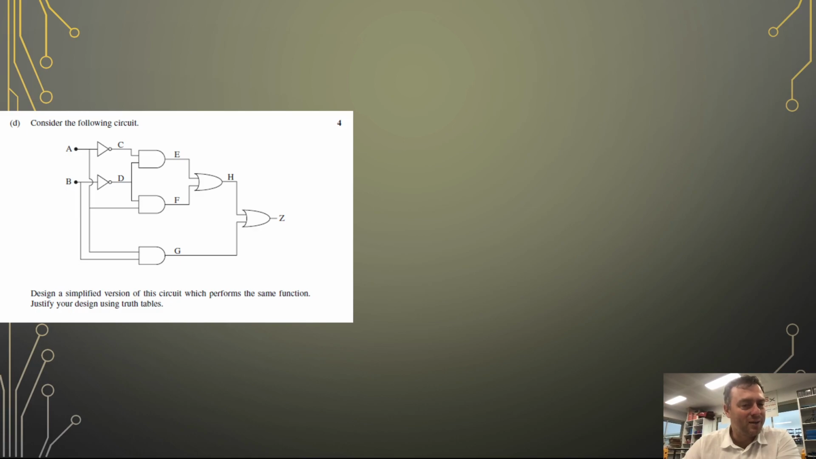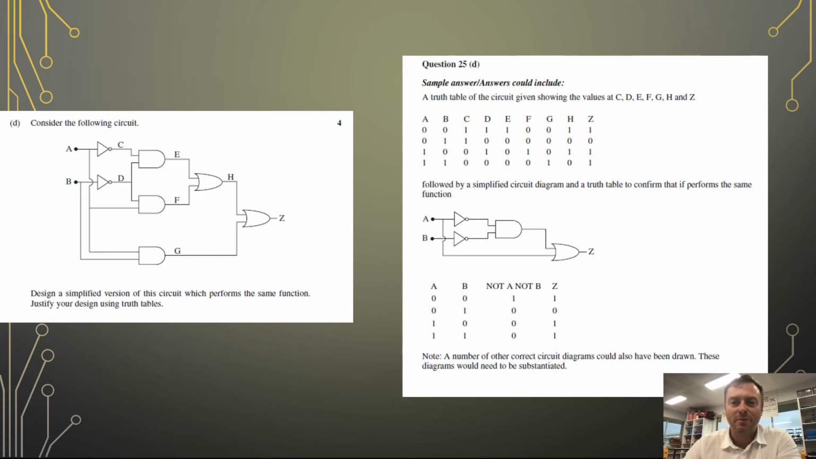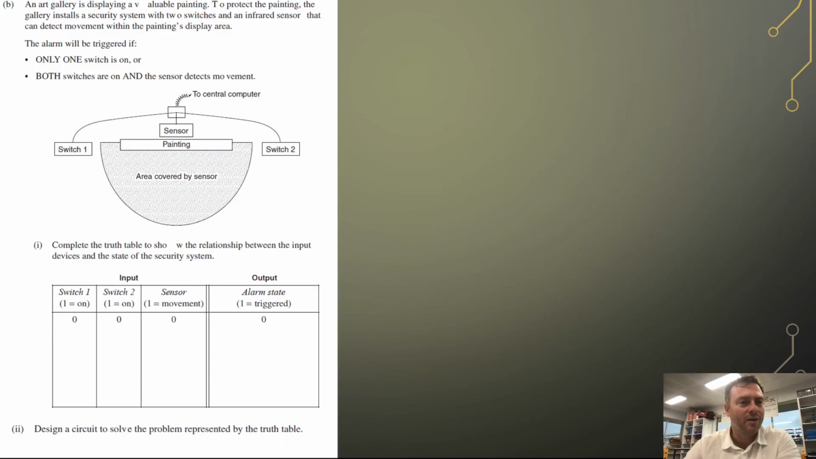Consider the following circuit here. Design a simplified circuit which performs the same functions. Justify the design using truth tables. There's the truth table, and then perform the functions, and then there it is as well. This one is pretty cool.